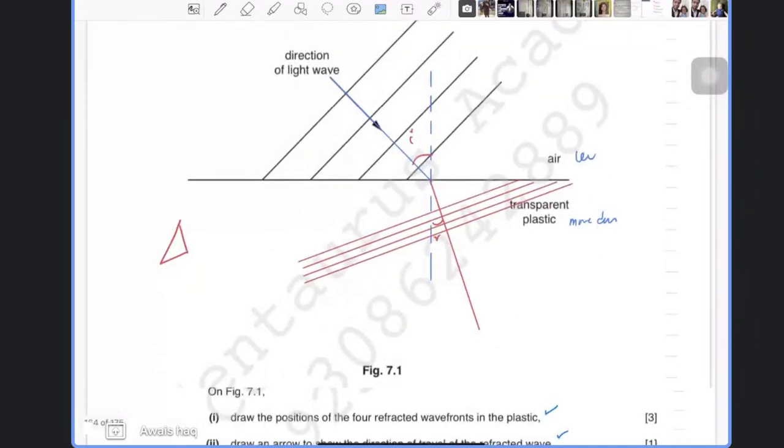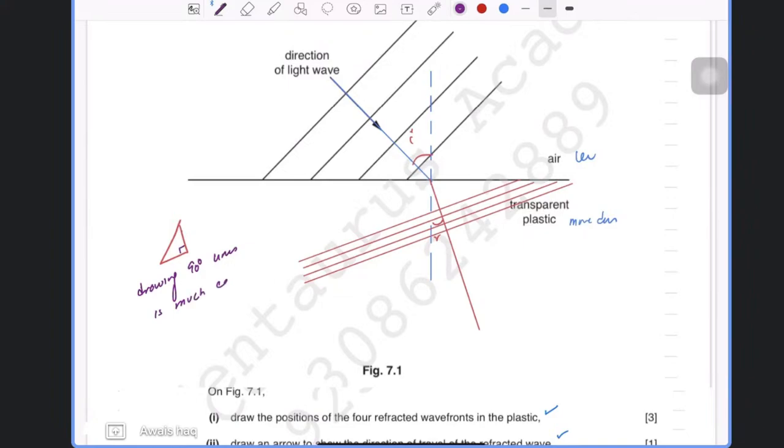I'm just writing this comment so you guys can put this comment. So, drawing 90 degree lines is much easier with a set square because that's already, you know, a 90 angle, so that's fine. Just a tip for you guys. Okay.